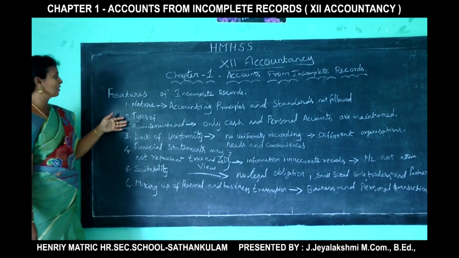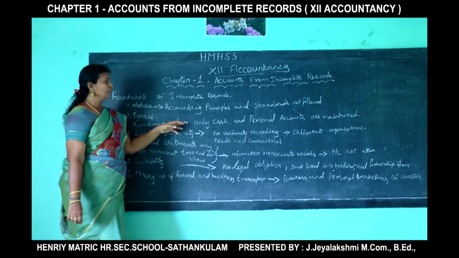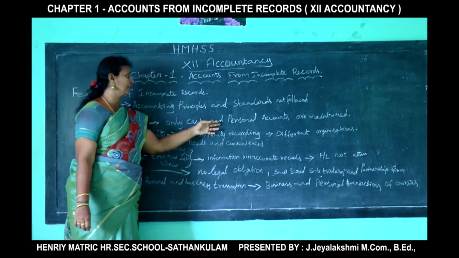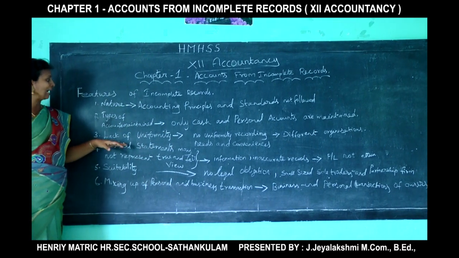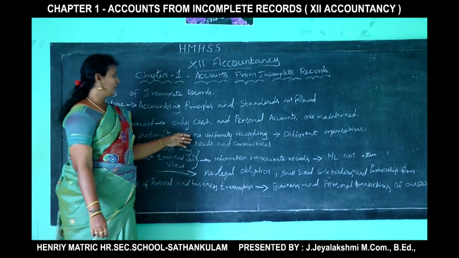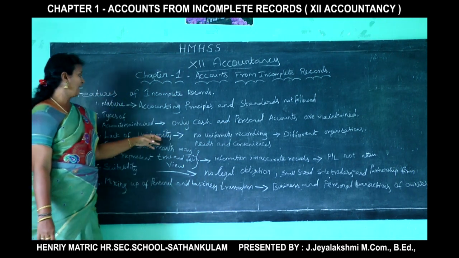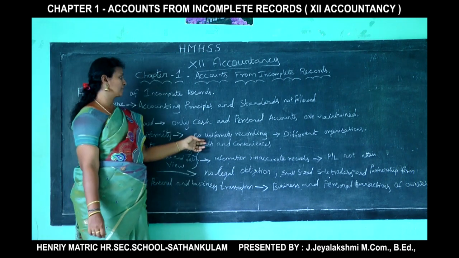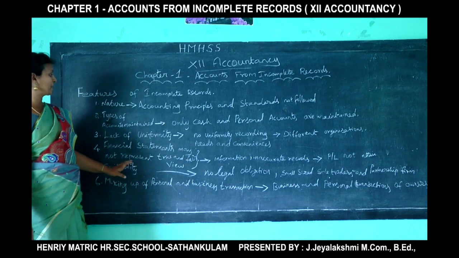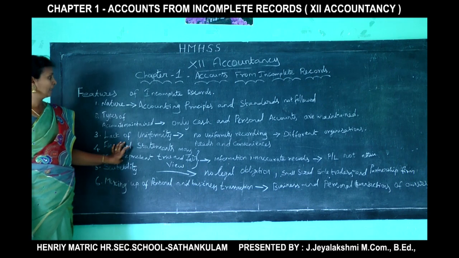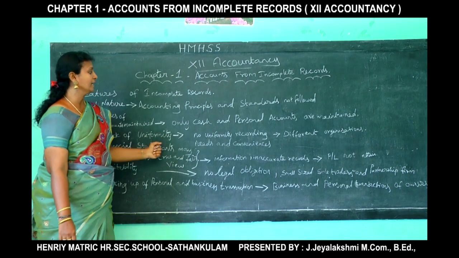Then the types of accounts maintained. Here only cash and personal accounts are maintained, because these are the transactions they deal with. No real and nominal accounts are maintained by them. Next, lack of uniformity, because they are different organizations with different needs and wants. Next, financial statements may not represent a true and fair view, because they are not following the principles of accounting.